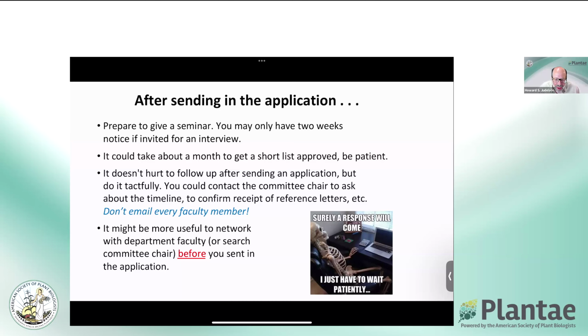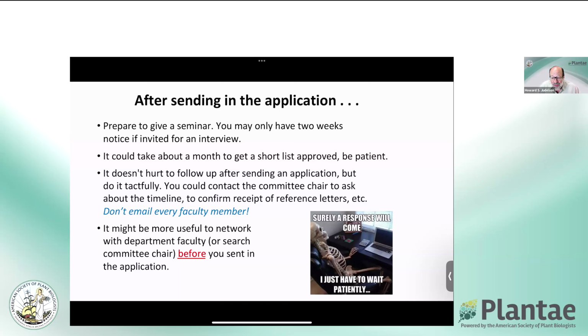Sometimes I've been asked, is it okay to contact the search committee or at least the chair of the search committee? And it's okay, but be polite and tactful. You could ask them about the timeline, like when do you think the shortlist will be determined. This perhaps is good because it puts your name in their mind. But don't be a pest. Don't email every faculty member in the department or every member of the search committee.